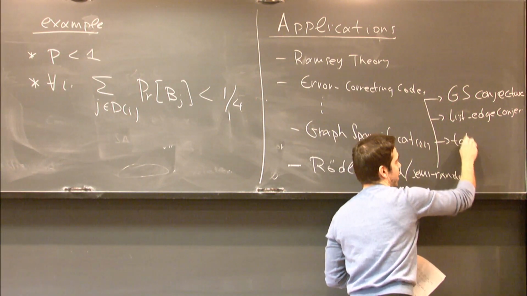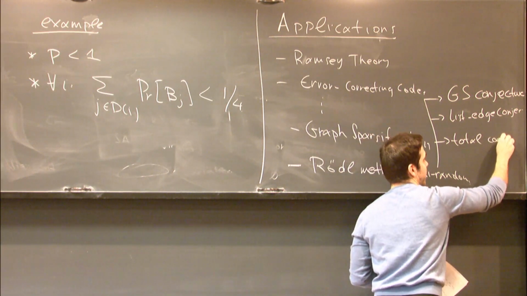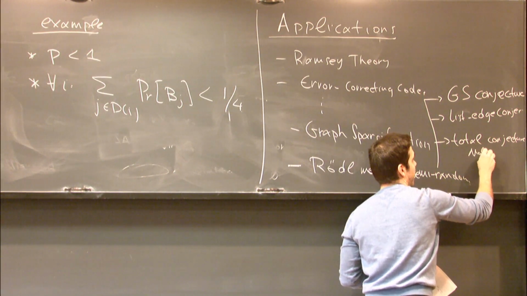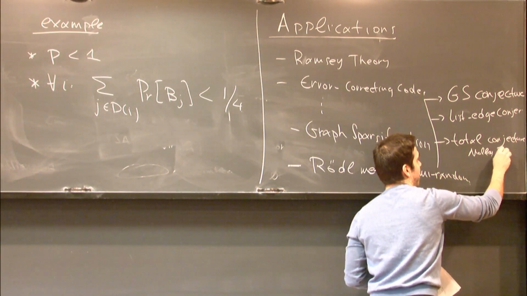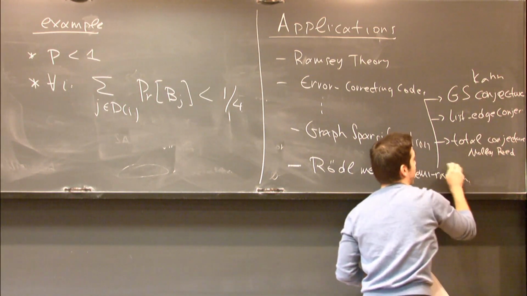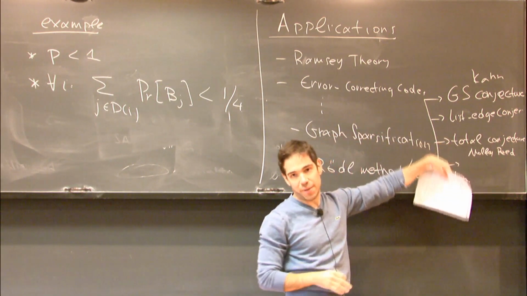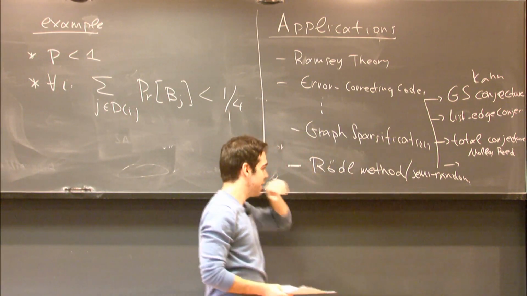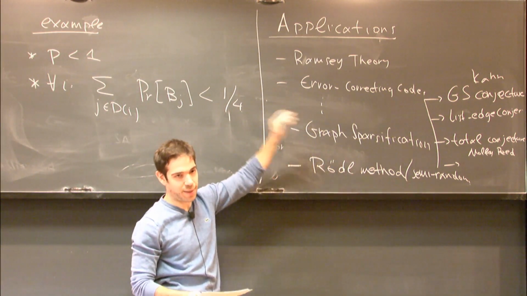And the total coloring conjecture, this is by Molloy and Reed. Coloring locally sparse graphs, and many other things. So this is a very powerful tool, and I hope to show you some ideas behind it in the next talk.